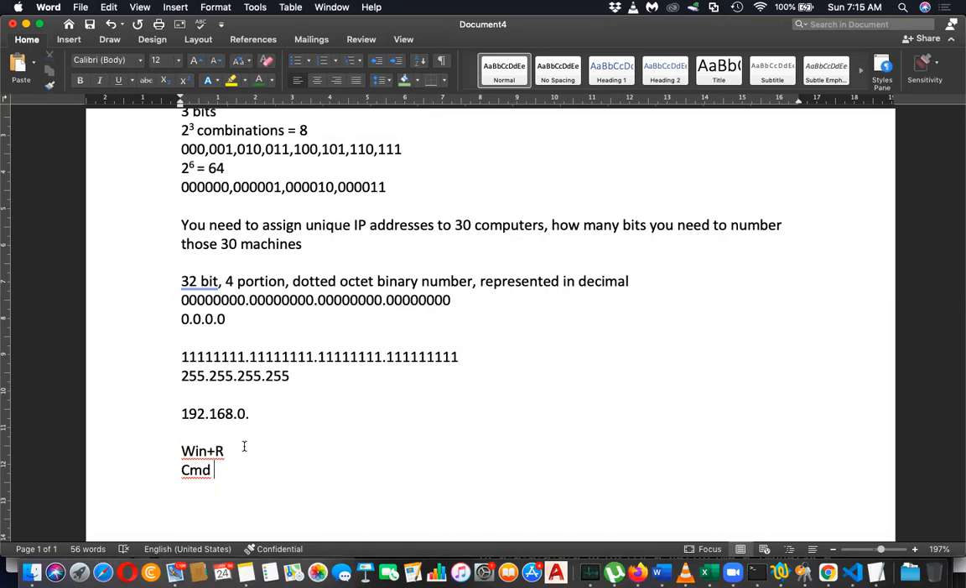It will give you command prompt. In command prompt, type ipconfig without spaces. So what is your IP, Dinuli? You can find a number like this.